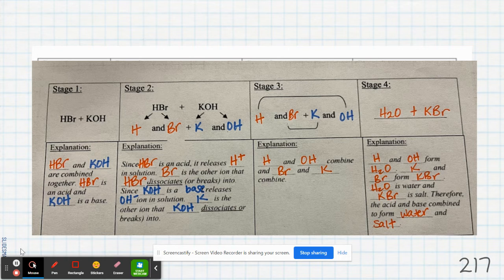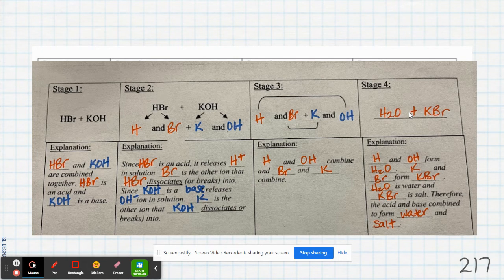All right, so for this one, if you look at the upper part, this is the acid, and it dissociates into the hydrogen and the bromine and the K and the OH. The hydrogen and the hydroxide combine to form water, and then this forms a salt, KBr. HBr and KOH are combined together. HBr is the acid and KOH is the base. Since HBr is an acid, it releases hydrogen in solution. Bromine is the other ion that HBr dissociates or breaks into.